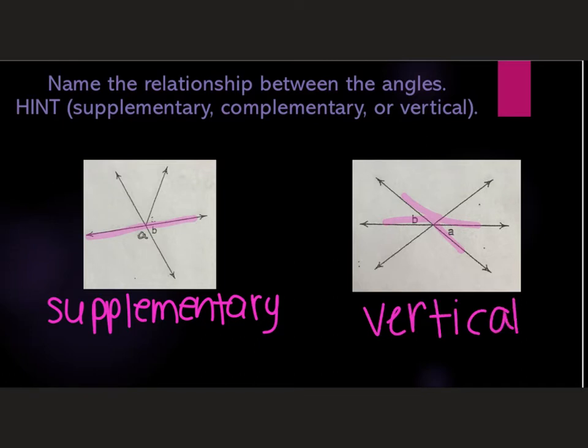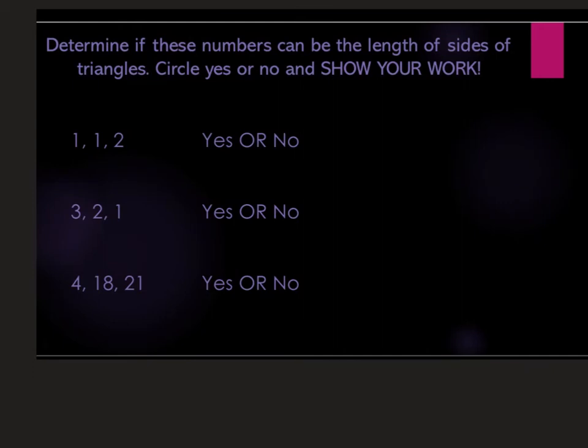And just a reminder, vertical angles are congruent, which means angle A there is going to be the same exact measurement as angle B. All right, next slide. Determine if these numbers can be the lengths of sides of triangles. Circle yes or no and show your work.